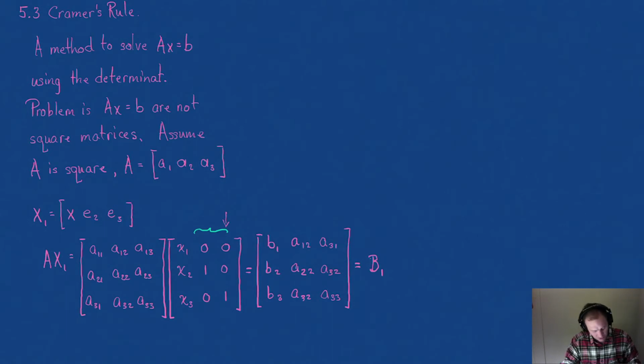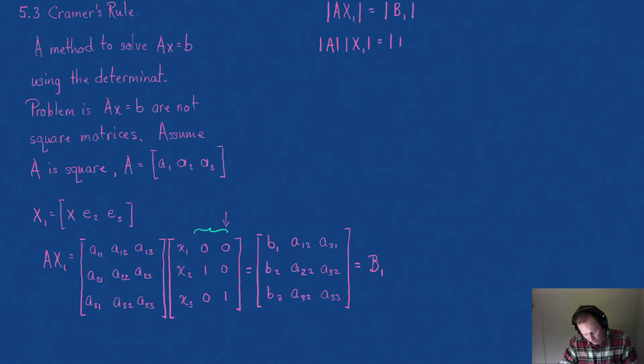So Cramer's rule, let's just try this. A times X1, and I'm going to take the determinant of both sides. On the left-hand side, this becomes the determinant of A times the determinant of X1 is equal to the determinant of B1. Now, the determinant of A, we have the cofactor formula for that, and for the determinant of B1, we could apply the cofactor expansion to that, and both of those look complicated from the matrices down below.